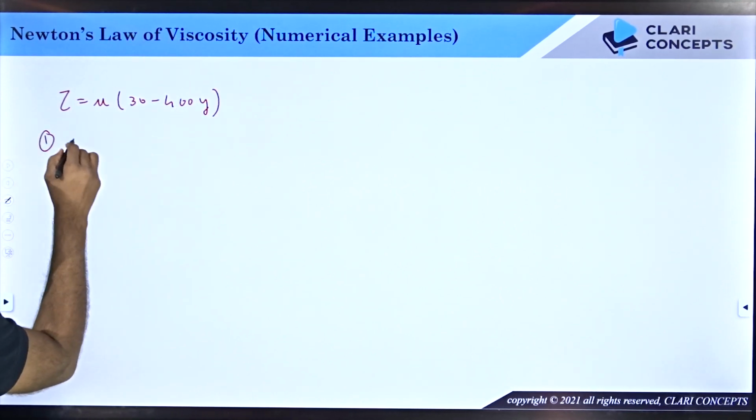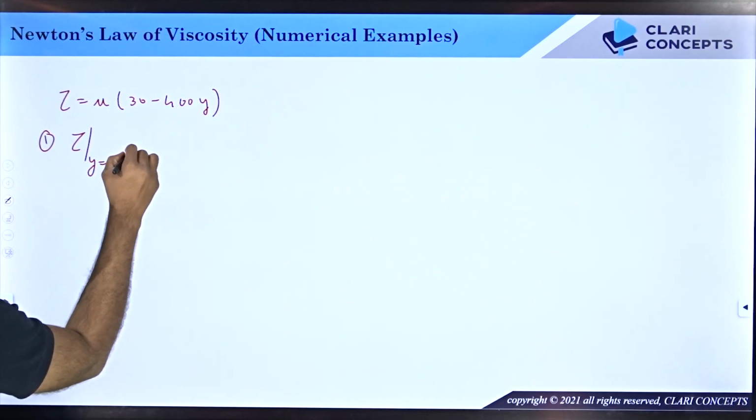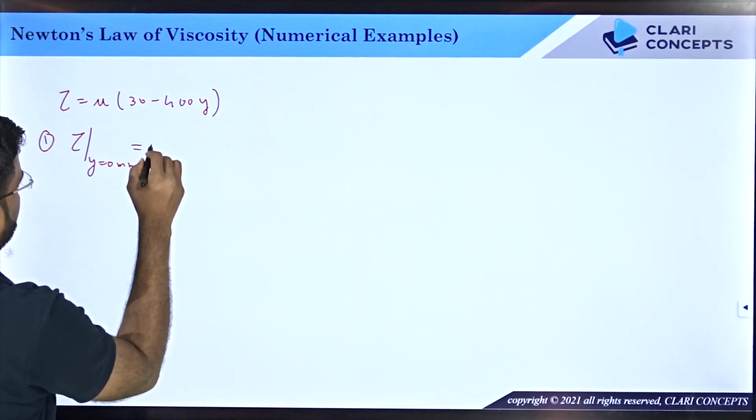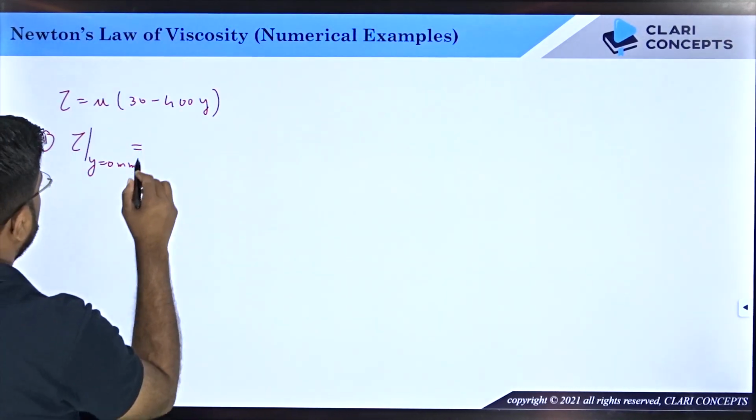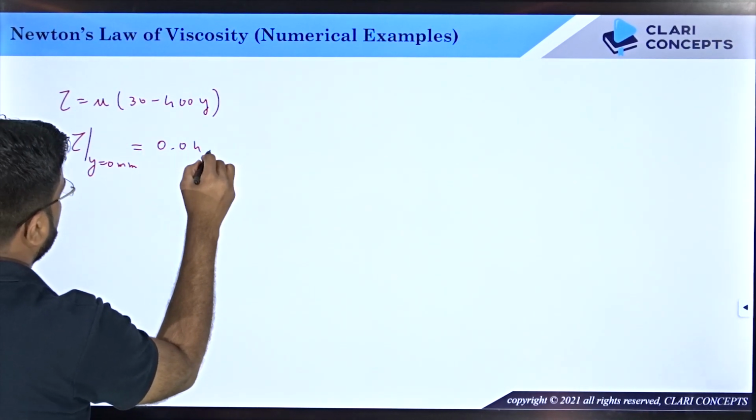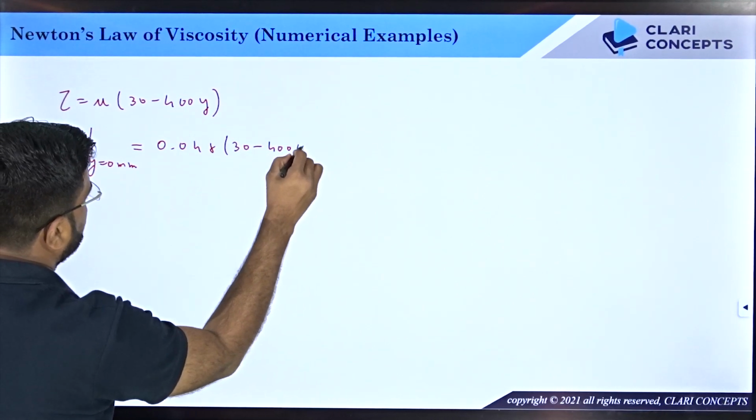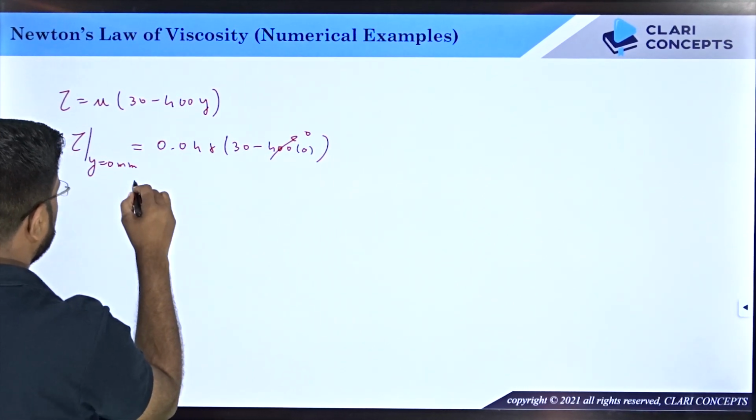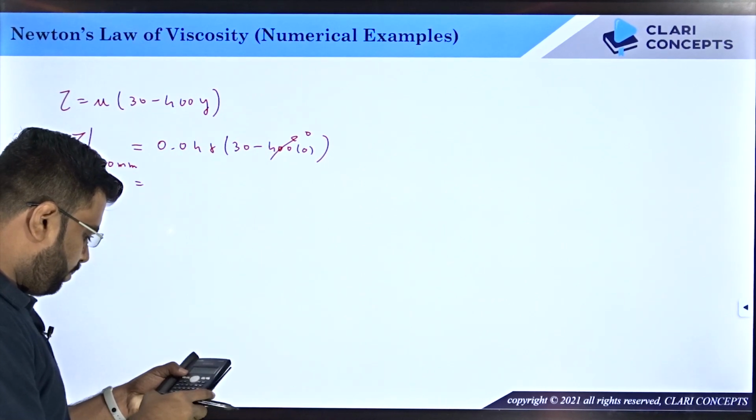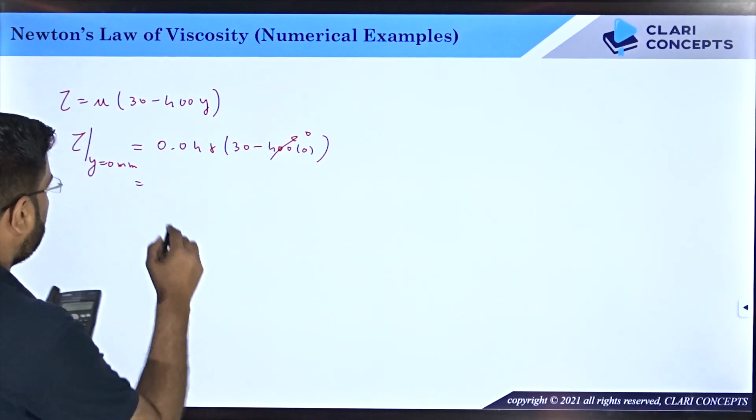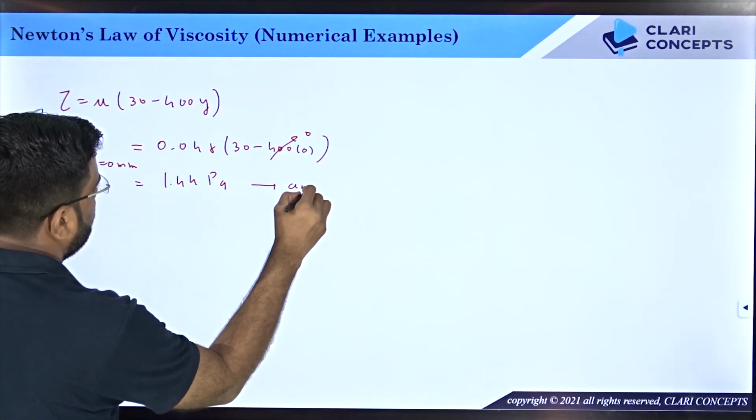So first question was tau at y equals 0 mm. So simply put the value of y as 0 meters. What is the value of mu? Mu is given to you as 0.048. So 0.048 into (30 minus 400 into 0). This will be directly 0. So I just want to calculate 0.048 into 30. 0.048 into 30 is 1.44 pascals. This is answer number 1.